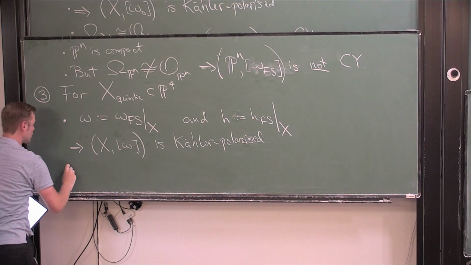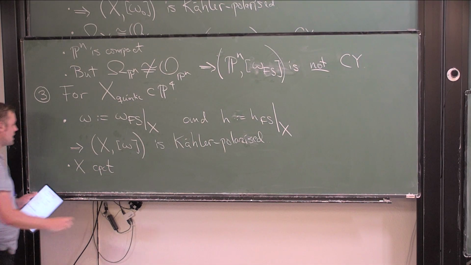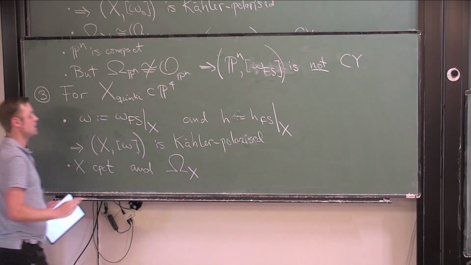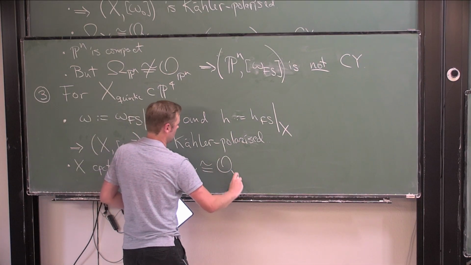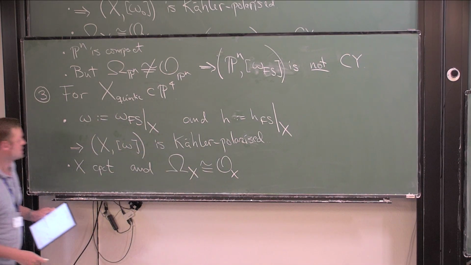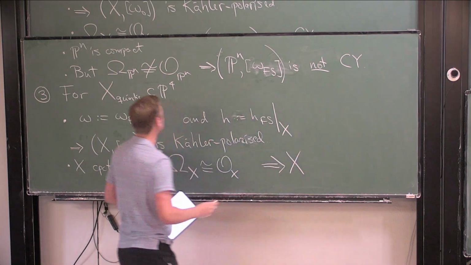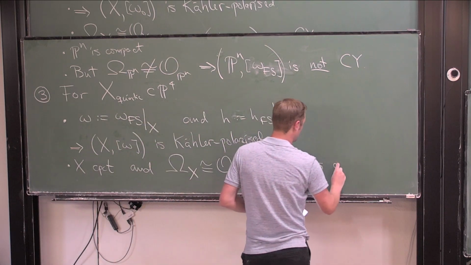We also know that X is compact. And earlier today, we computed the canonical bundle of X, and we saw that it was trivial. And so from this we can conclude that this quintic threefold in P4 is a Calabi-Yau manifold.